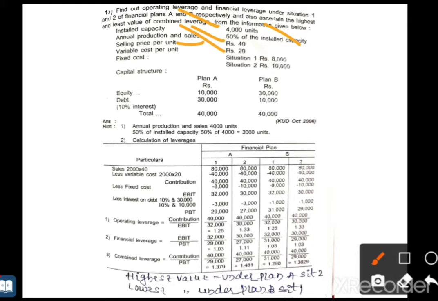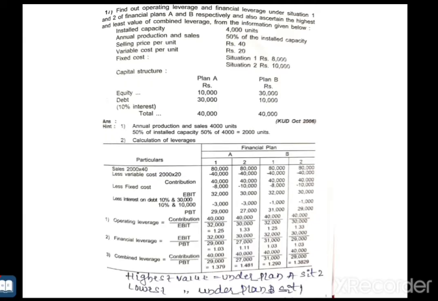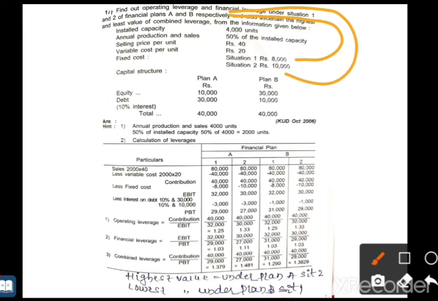Next, fixed cost. This is very important. Most of the students will get confused about this. Most of the students will get confused regarding situation 1. They think situation 1 is taken in plan 1 and situation 2 in plan 2. It is not like that. What is the problem telling in plan 1? There are two situations. In plan 1, situation 1 we have to take 8,000, and in plan 1 situation 2 is 10,000. In plan 2, that means plan B, again for situation 1 we have to take fixed cost 8,000, and fixed cost for situation 2 in plan B is again 10,000.